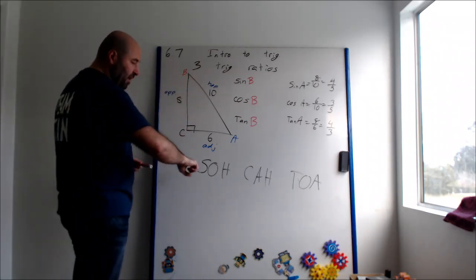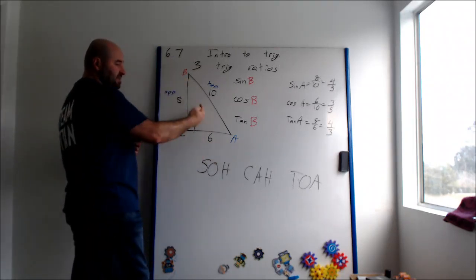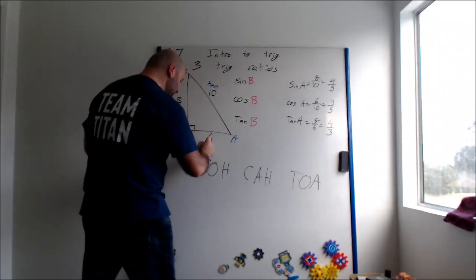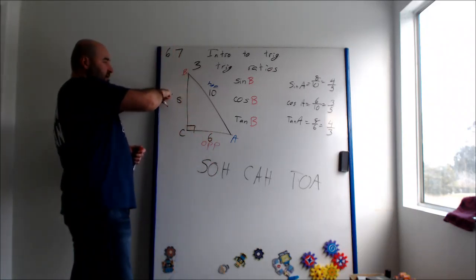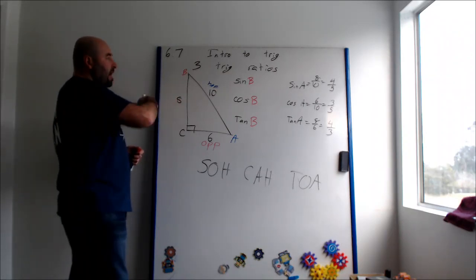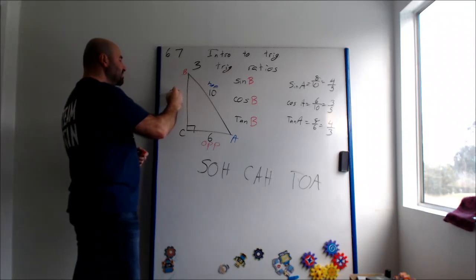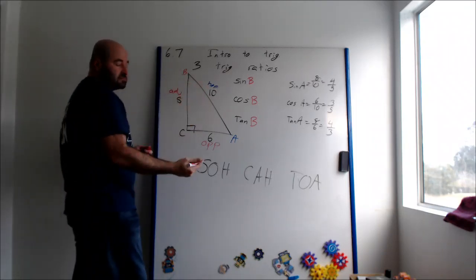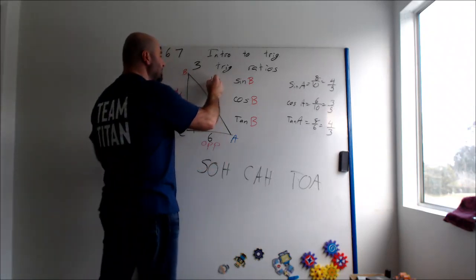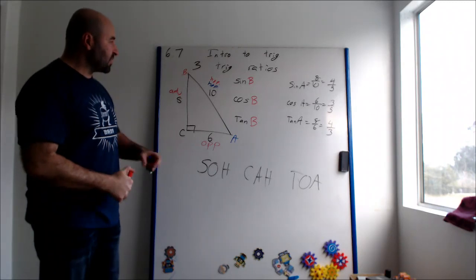So now, as B is my reference, this side is no longer my adjacent side. This side is the side that is opposite. This side with the 8 is no longer the opposite side. It's actually touching my angle. So this now becomes the adjacent side. And this doesn't change. Your hypotenuse is your hypotenuse. But you're still going to set up your ratios the exact same way.